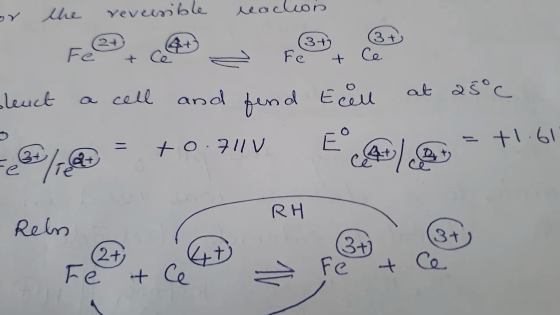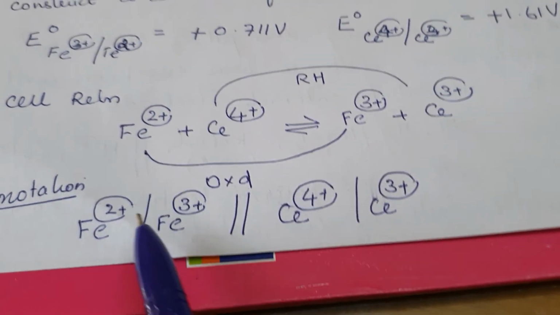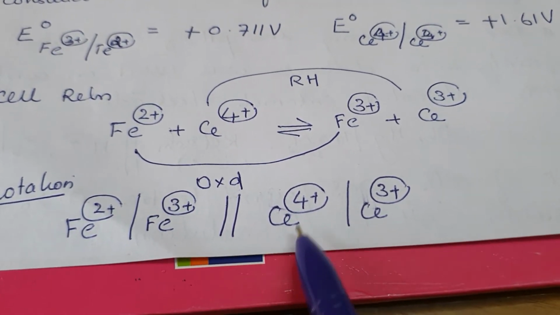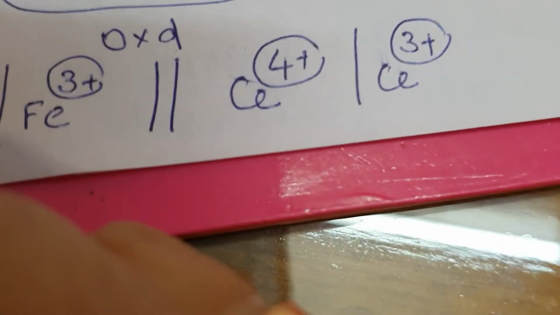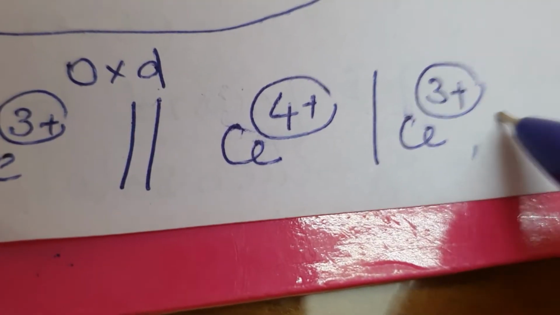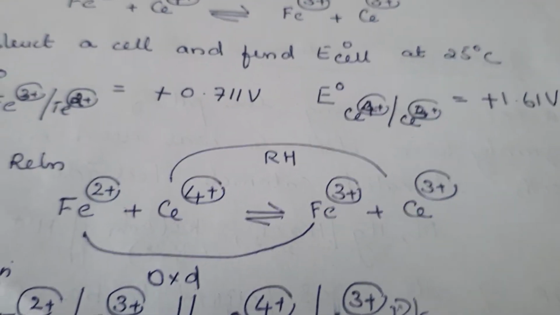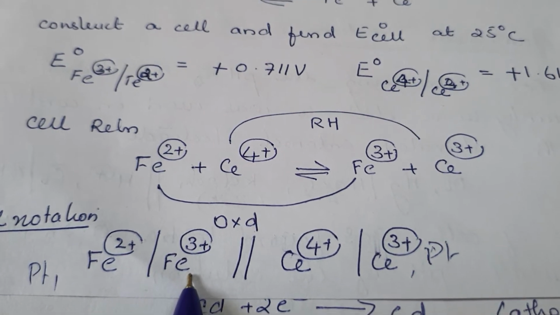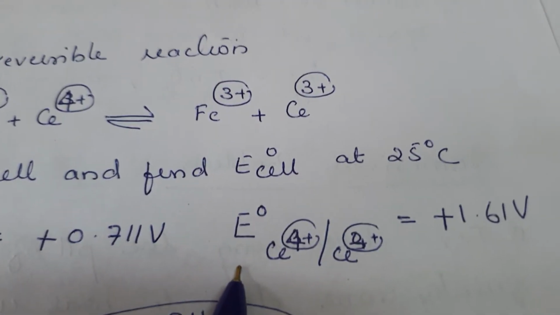So that undergoes reduction. So we can write Fe2+ to Fe3+ as the oxidation half, salt bridge, Ce4+ by Ce3+. If you want, you can represent with platinum. Okay, if you are not remembering that, leave it, you write this one. Okay, this is correct. So this is the cell notation. Now the next one is you are asked to calculate E cell.